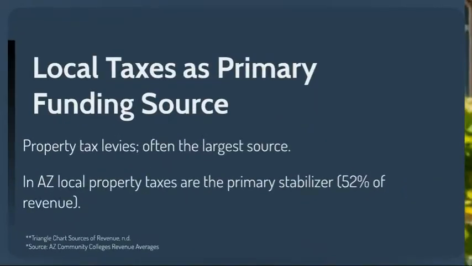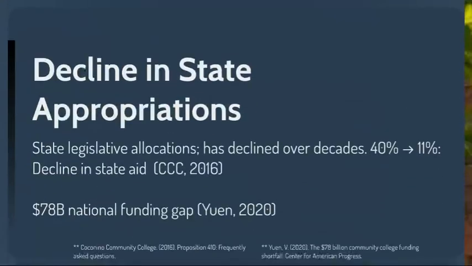Module 4, funding. The first of the primary funding sources is local taxes. Primary funding through tax represents the largest funding source for community colleges, and for Maricopa specifically, 52% of their revenue. Taxes provide essential financial support to sustain operations and maintain educational quality. Decline in state appropriations: historically, they provided substantial funding for community colleges, but over the last 2+ decades the decline has impacted community colleges nationwide with an estimated $78 billion gap. In Arizona specifically, there's been a dramatic decline from 40% of revenue to 11%.